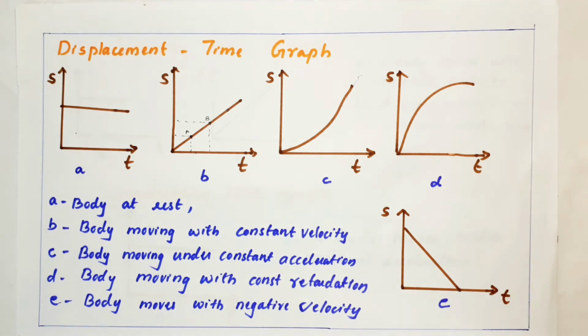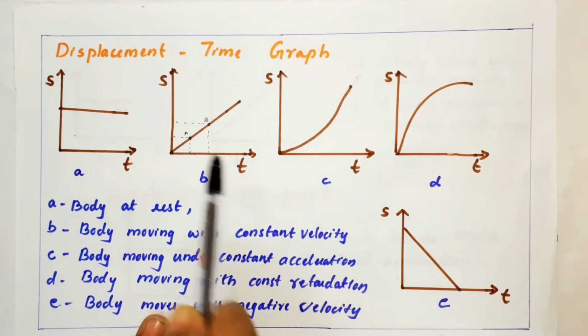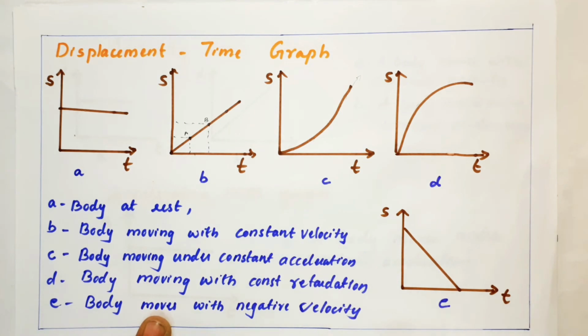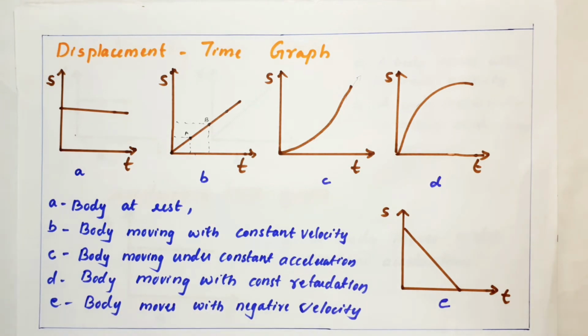Retardation means the opposite of acceleration, decreasing. Speed is decreasing with respect to time. The last graph is similar to the second graph, but with only one difference, it's coming down. It means that the body moves with negative velocity.